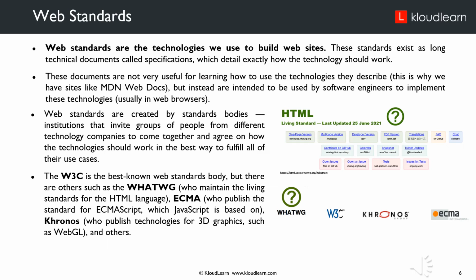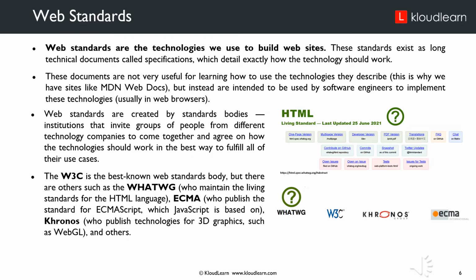Web standards. Web standards are the technologies we use to build websites. These standards exist as long technical documents called specifications, which detail how the technology should work. These documents are not very useful for learning how to use the technologies they describe. This is why we have sites like MDN Web Docs, but instead they are intended to be used by software engineers to implement these technologies, usually in web browsers.